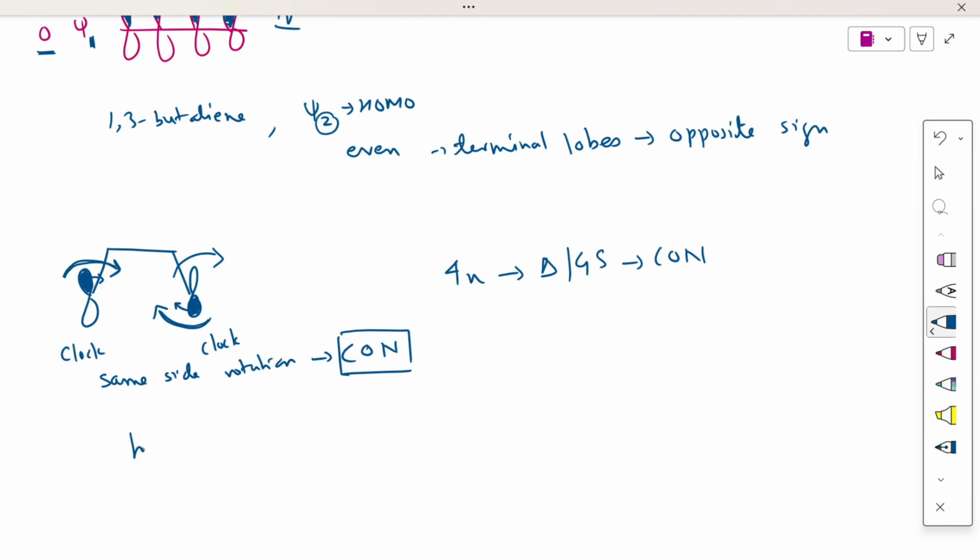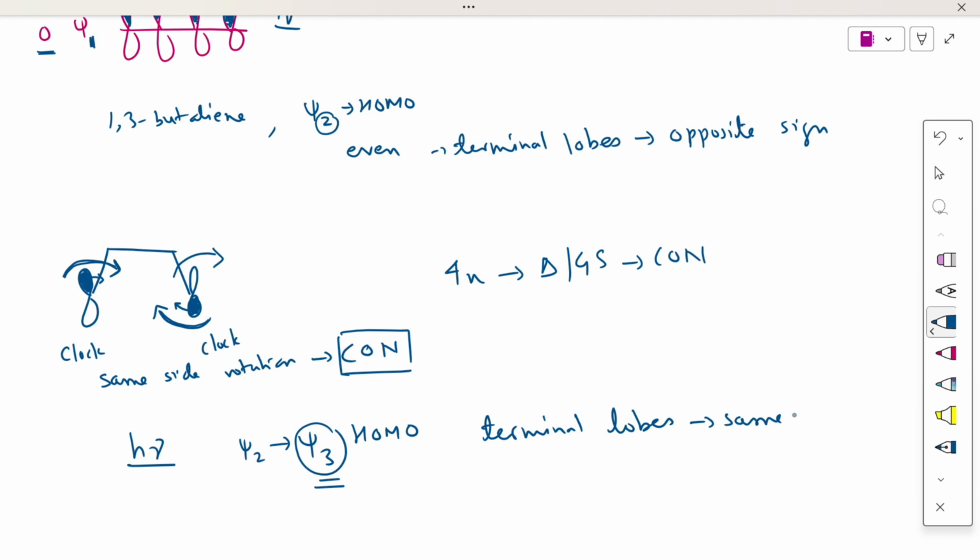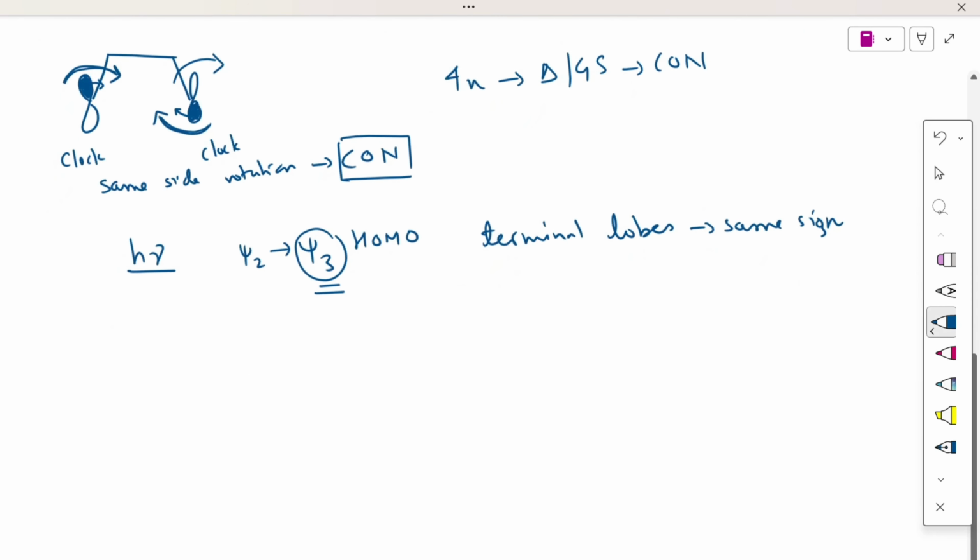Now you are going to go for the photochemical condition. Photochemical condition என்ன ஆகும், நம்ம Xi2லேருந்து ஒரு எலக்ட்ரானை Xi3க்கு promote பண்ணுவோம். So now Xi3 will be your HOMO. Xi3 is odd wave function. So oddக்கு நம்ம என்ன சொல்லியிருக்கோம், the terminal lobes, odd wave function terminal lobes எப்படி இருக்கும், they will be having the same sign of the wave function. The frontier orbitals will be having the same sign.